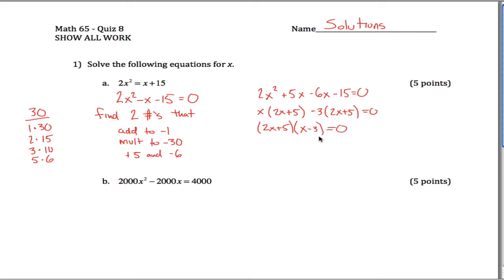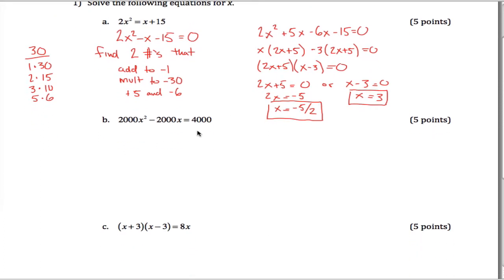And so what you have is a product of two things that equals 0. The only way you can multiply two numbers together and get 0 is if the first one is 0, so 2x plus 5 equals 0, or if the next one's 0, if x minus 3 equals 0. And 2x plus 5 equals 0 is the same as saying 2x equals negative 5, so x equals negative 5 halves. And over here, x minus 3 equals 0. If I add 3 to both sides, I get x equals 3. So what I get are two solutions to this equation. X is negative 5 halves, and x is 3.